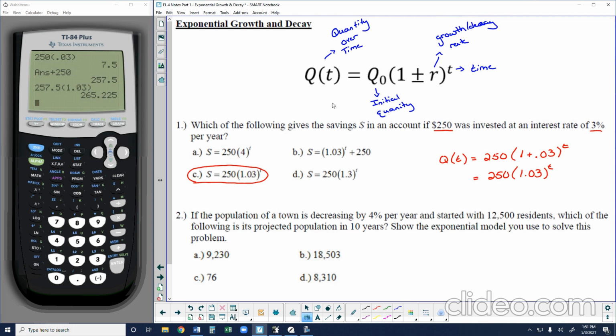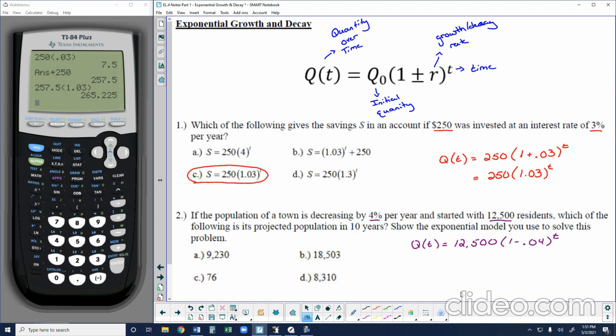So we can start with Q of t being represented by the initial value, and the initial value was the 12,500 residents. This time the population is decreasing, so we are going to represent our model with 1 minus the rate that it's decreasing. So 1 minus 4% would be 1 minus 0.04, to the t power. This equation would represent the decrease of the population over time.